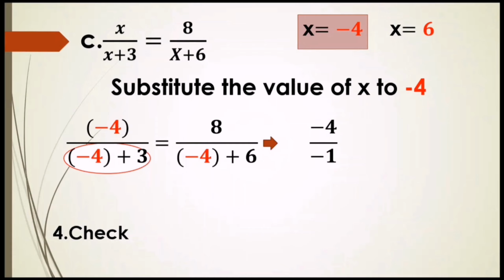As we can see, negative 4 divided by negative 4 plus 3 is equal to negative 4 all over negative 1 is equals to 8 all over negative 4 plus 6 is equals to 8 all over 2. And then, since we all know that negative 4 all over negative 1 will give us positive 4 and 8 divided by 2 will give us positive 4, therefore our answer is correct.